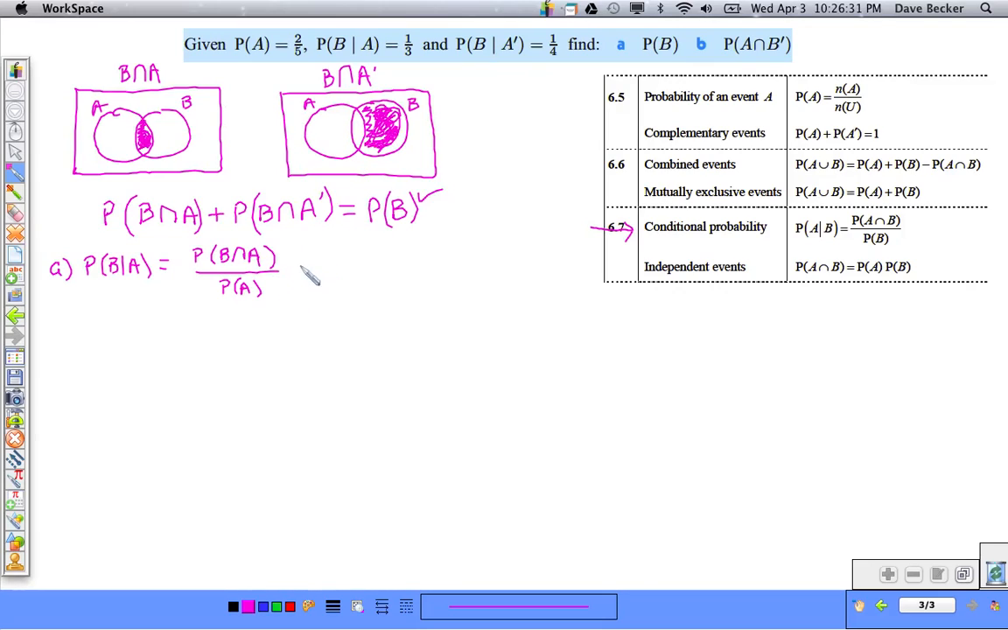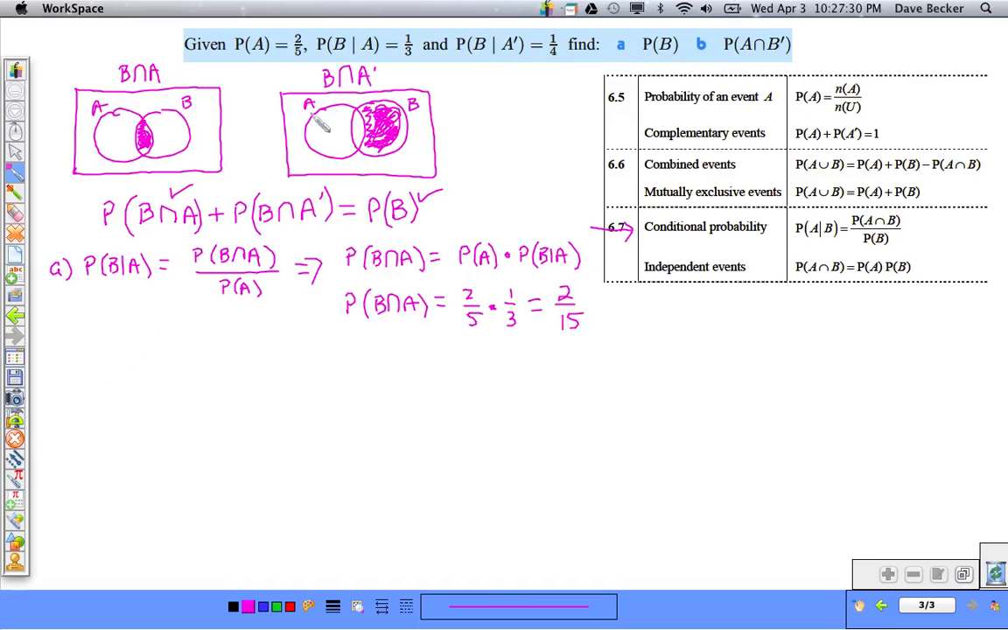I'm going to use a little bit of algebra because my goal here is to find the probability of B intersect A. Well, if I multiply both sides of this equation by probability of A, then I get the probability of B intersect A is equal to the probability of A multiplied by the probability of B given A. I just multiplied both sides by probability of A. So probability of B intersect A is equal to the probability of A, which is given, 2 over 5 times the probability of B given A. Hey, that's given too. So that's 1/3, and that gives me 2/15. So I've got this part.